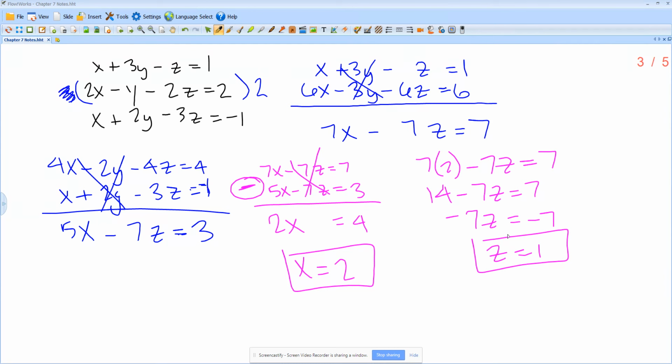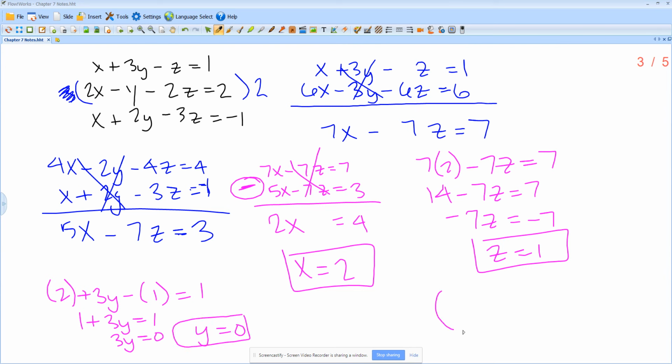I have x and z. I substitute into any of these original equations in order to get y. I'll pick the top one. So I get 2 plus 3y minus 1 equals 1. That gives me 1 plus 3y equals 1, 3y equals 0, so y equals 0. Last, we write our coordinate, x comma y comma z, so 2 comma 0 comma 1.